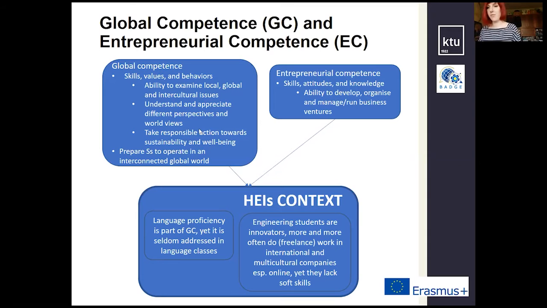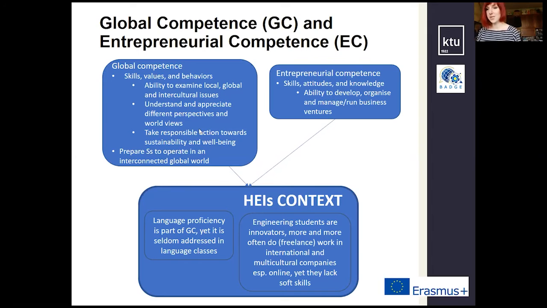I myself have a lot of friends who are computer engineers, and they live here in Kaunas. They work for companies in the Netherlands, in the UK, in the USA, you name it. And they have to work in those sometimes multidisciplinary, most of the times multicultural teams. And so this language proficiency and intercultural communication is really important.